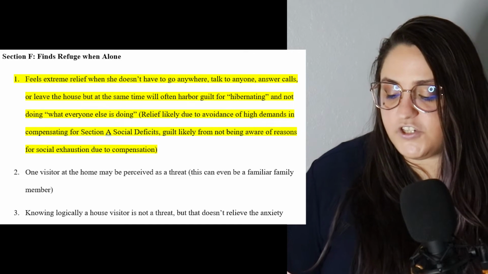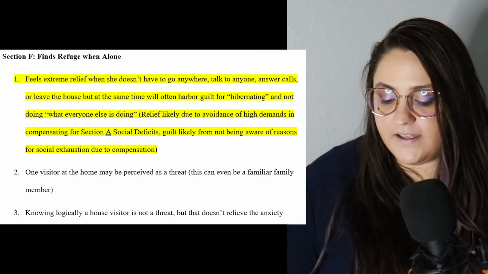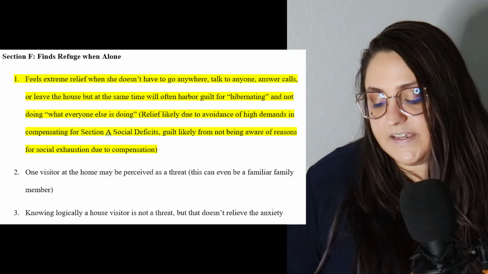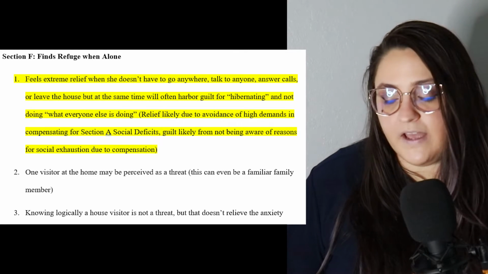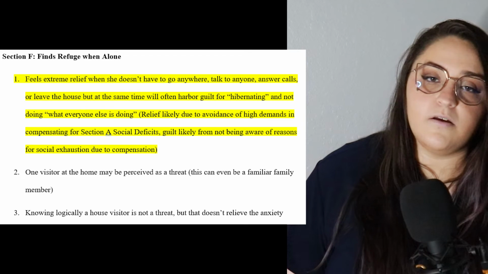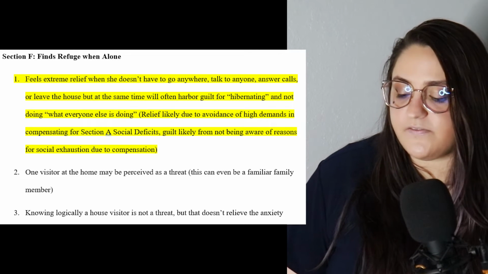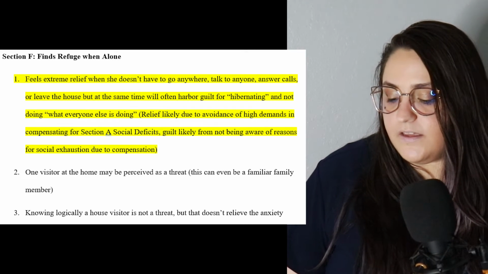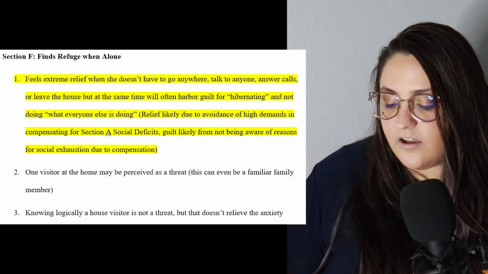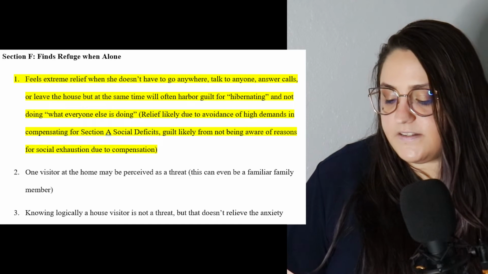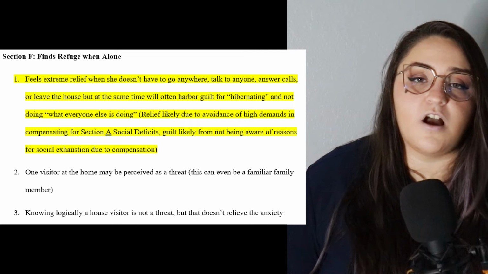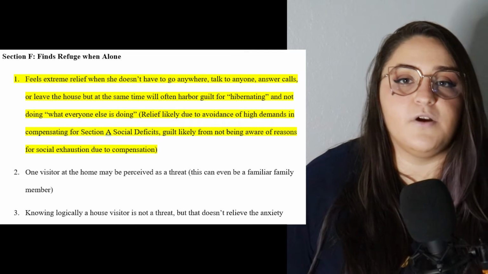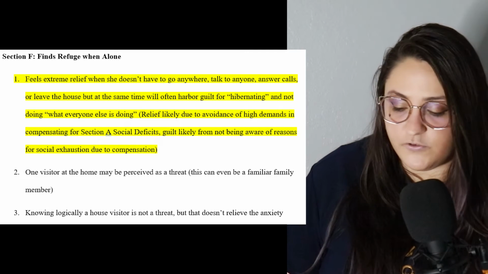This next section is finds refuge when alone. Feels extreme relief when she doesn't have to go anywhere, talk to anyone, answer calls, or leave the house, but at the same time will often harbor guilt for hibernating and not doing what everyone else is doing. So I marked this yellow because I feel like this relief is likely due to the avoidance of high demands in compensating for Section A social deficits. The guilt is likely from not being aware of reasons for social exhaustion due to compensation, and again, that need to attempt to fit in and not meeting those standards.